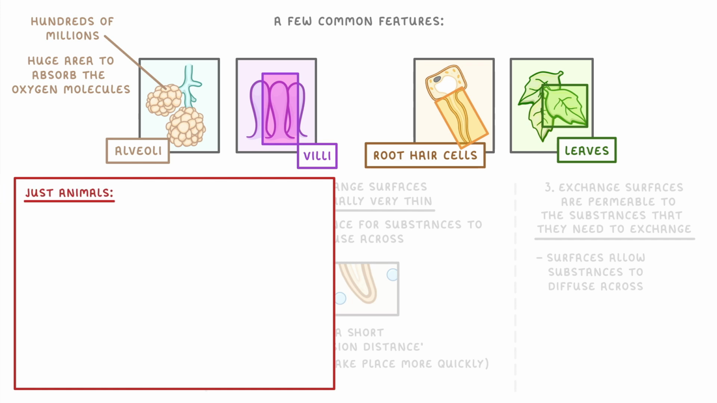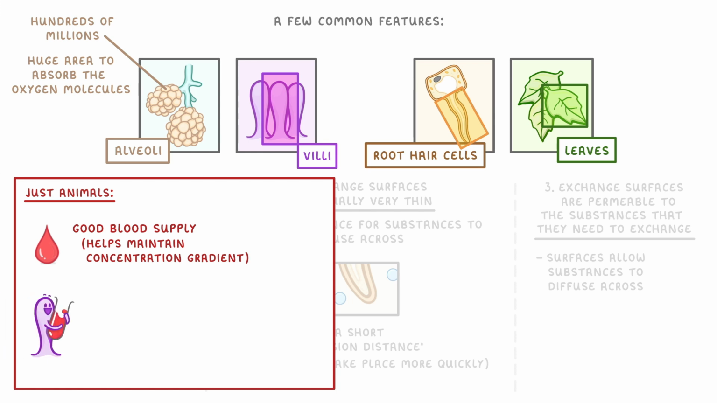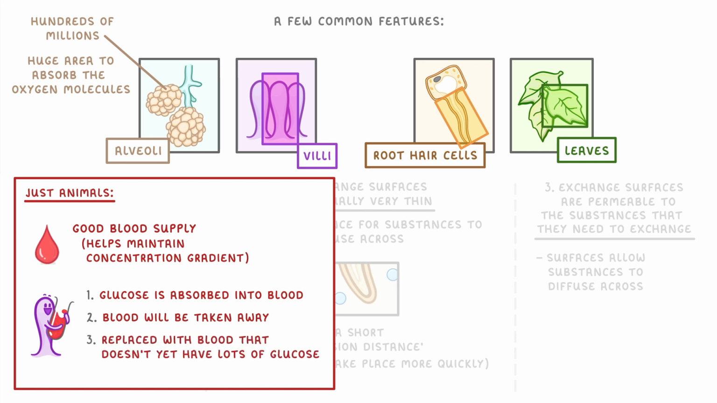If we look at just animal exchange surfaces now, another really important feature is a good blood supply, as this helps maintain a concentration gradient. For example, having a good supply of blood to your villi means that as soon as some of the glucose is absorbed into the blood, that blood will quickly be taken away and replaced with blood that doesn't yet have lots of glucose in it. This helps maintain a concentration gradient between the lumen of the intestines and the bloodstream, so that more glucose can continue to diffuse down its concentration gradient into the blood.